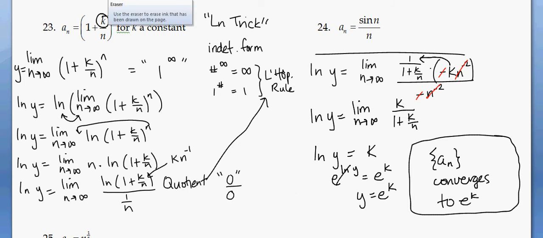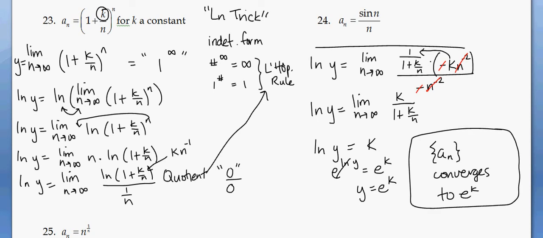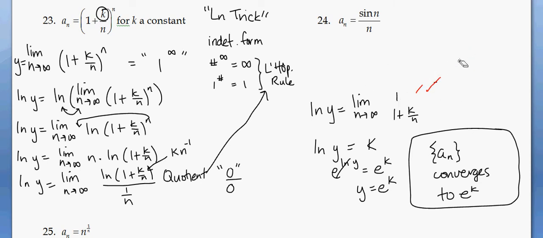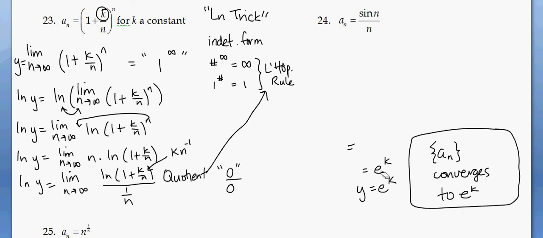Okay, so we have the next problem, number 24. I'm going to erase some of this stuff right here, now that I've made a mess. So again, we're looking at the sequence. We want to see, does the sequence converge or not? So we're going to take the limit as n goes to infinity. Okay, so we want to take the limit as n goes to infinity of sine of n over n.